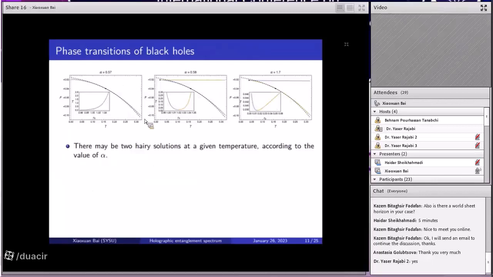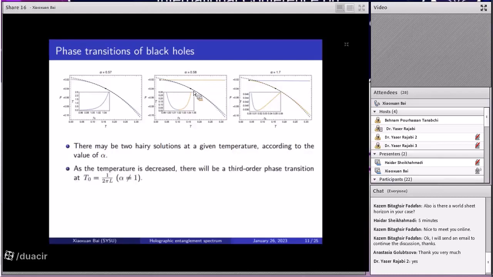Here's some typical thermodynamics of black holes. We plot the free energy as a function of the temperature for different values of alpha. We use the dashed line to denote the S-AdS black hole and the solid line to denote the hairy black hole. We can see in the second graph that there may be two hairy solutions at a given temperature, which we use the blue line and the yellow line to denote.